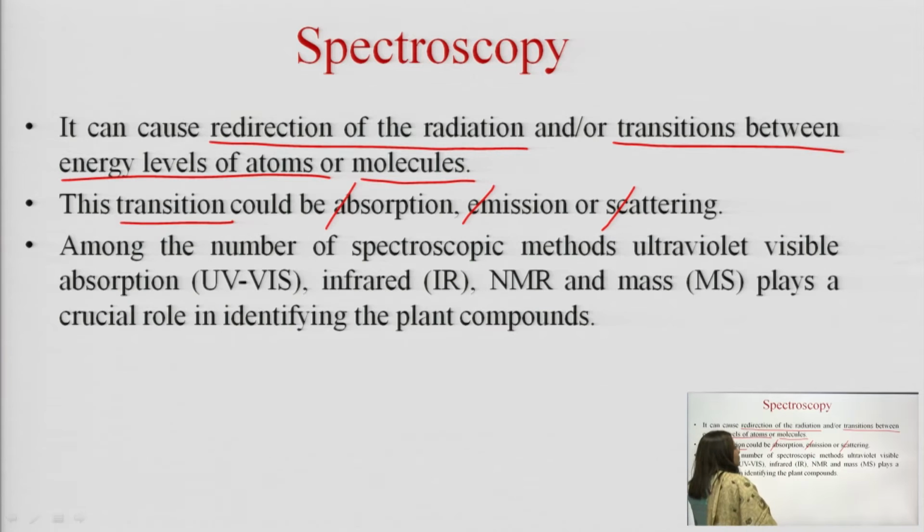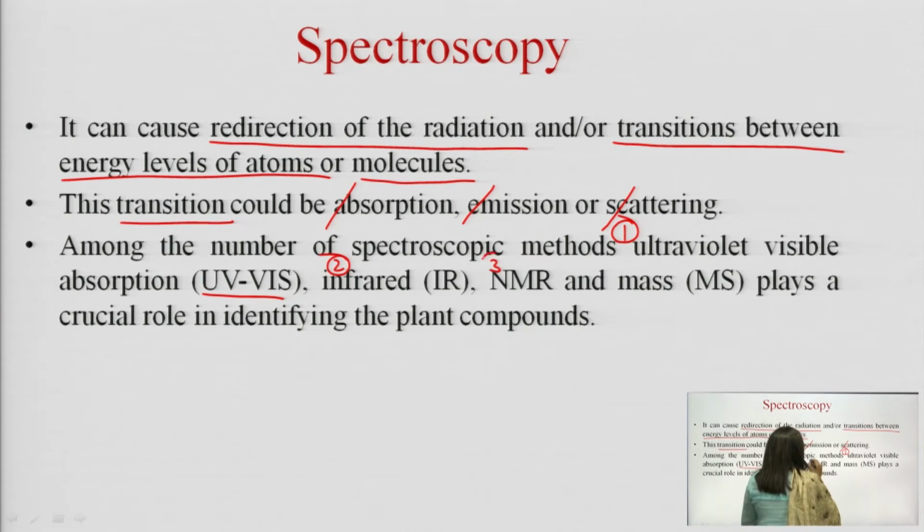Among the number of spectroscopic methods, the first one is ultraviolet visible absorption, abbreviated as UV-Vis. The second one is infrared or IR. The third one is NMR, that is nuclear magnetic resonance. The fourth one is mass spectroscopy or MS, and they play a very crucial role in identifying plant compounds.